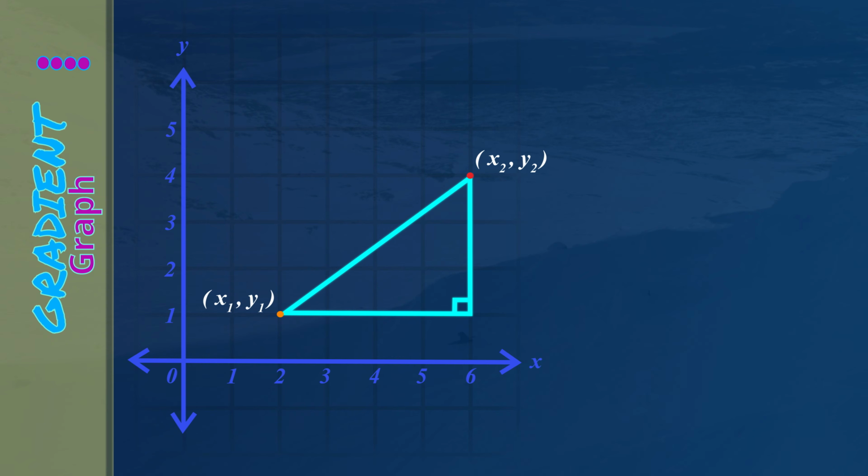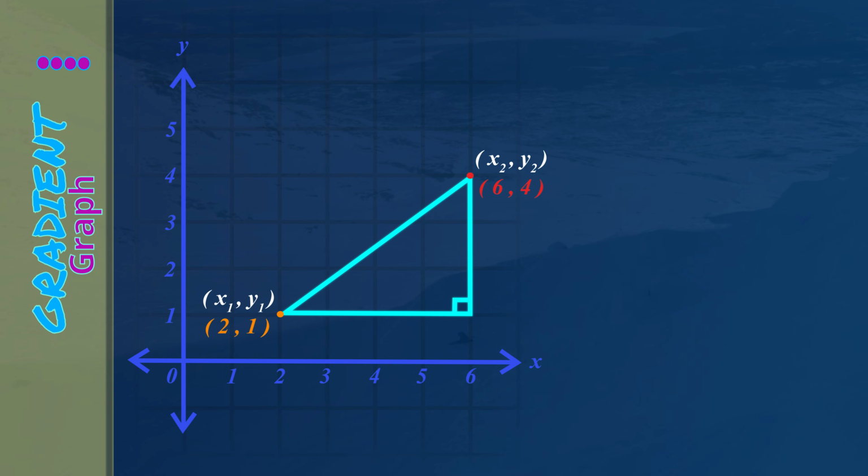On the graph there are 2 points, 2, 1 and 6, 4. The first point is x1, y1, that's 2, 1, so x1 is 2 and y1 is 1. The second point is x2, y2, that's 6, 4. So x2 is 6 and y2 is 4.